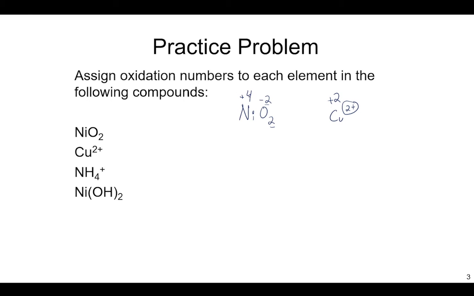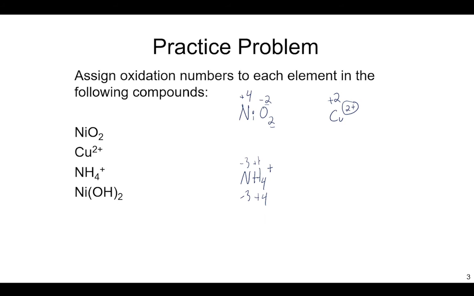I tend to write them as +4, -2, +2, like that, but you will see it probably both ways. Let's look at the third one, NH4+. Here, there is an overall charge. So we need to make sure that all of our oxidation numbers add up to +1. Hydrogen we know is +1, and there are 4 hydrogens here. So that means my nitrogen here must be -3.